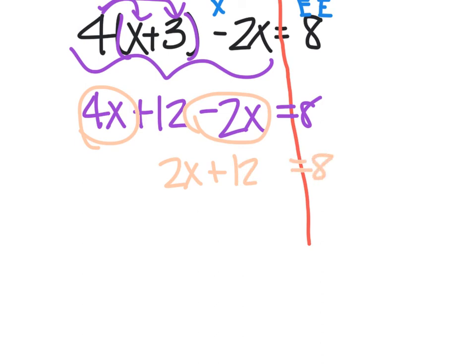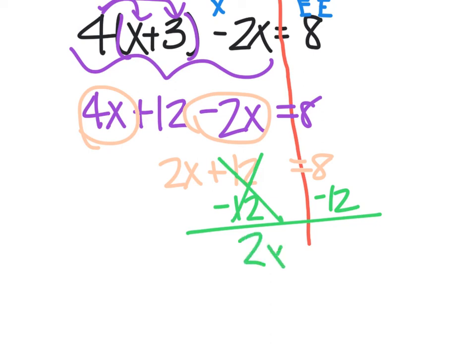So my first step to solving is going to be to subtract 12 from both sides. When I do that, the 12s are going to cancel on the left. So I have 2x equals 8 minus 12 is negative 4. My final step is I'm going to divide both sides by 2, and I'm going to get x equals negative 2. Don't forget you need to go back and plug that in to make sure it works.